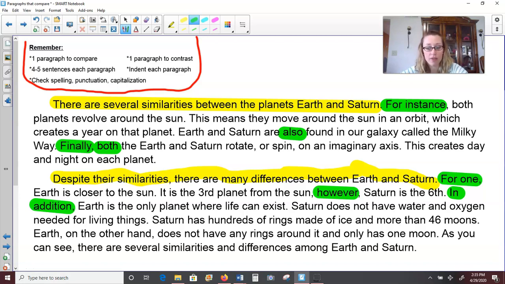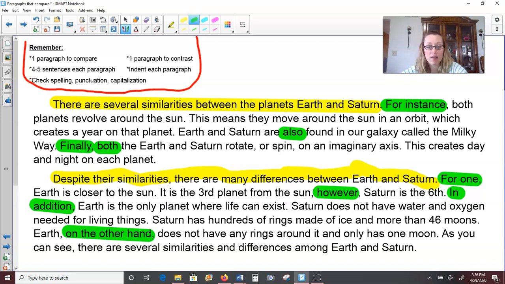Then I go on to my third example. Saturn has hundreds of rings made of ice and more than 46 moons. So I can kind of combine two facts together, the rings and all of the moons that Saturn has. Earth, on the other hand, so now I'm telling the opposite, Earth, on the other hand, does not have any rings around it and only has one moon. So I listed the difference between Earth and Saturn with the moons and rings.